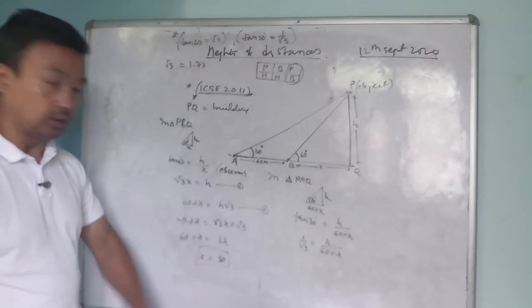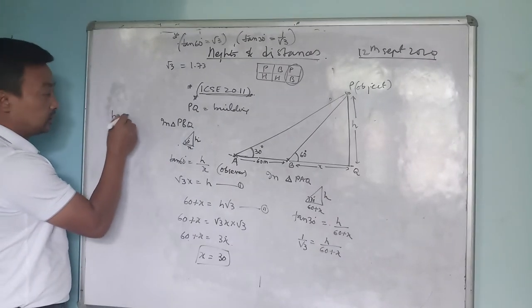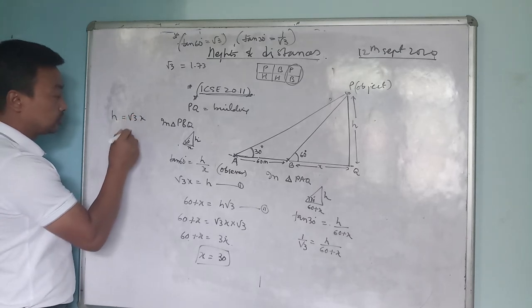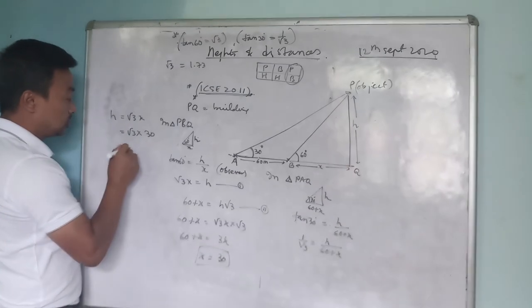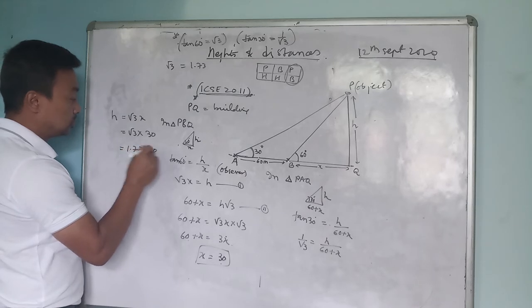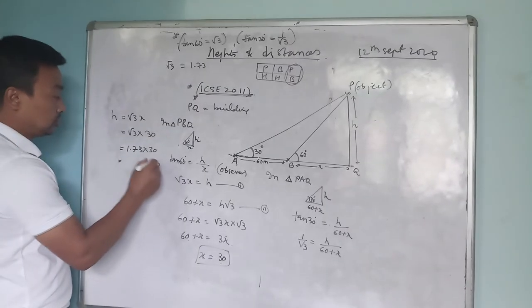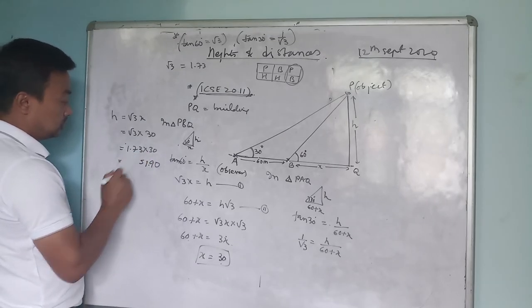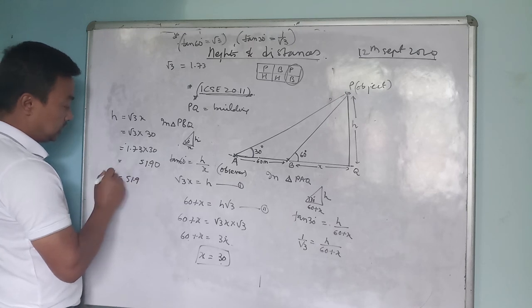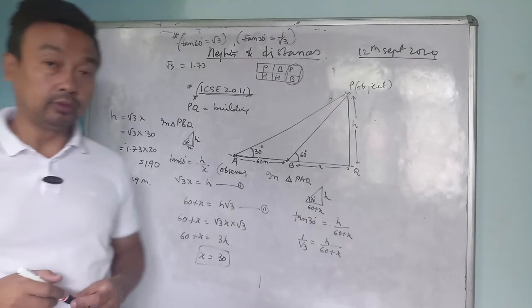But x is not what you have to find, you have to find the height. So from equation 1, the height is root 3 x. You got x just now as 30. So 1.73 into 30. After doing this multiplication, you will get the answer roughly: 3 3s are 9, 3 7s are 21, 3 1s are 3, plus 5, 51.9 meter, or if you round it up, it will be 52 meter.